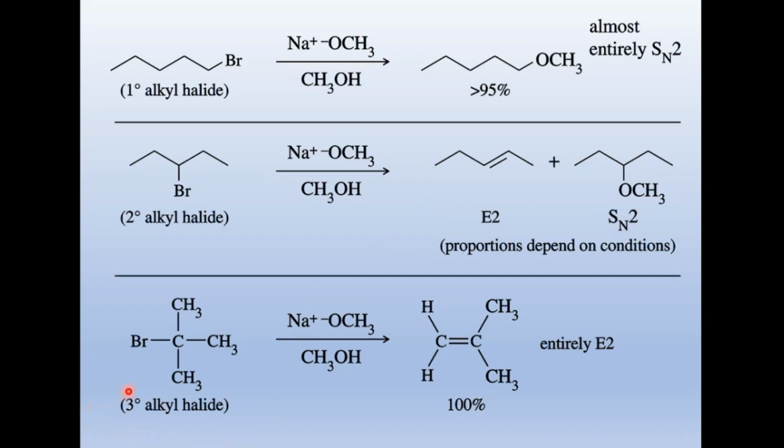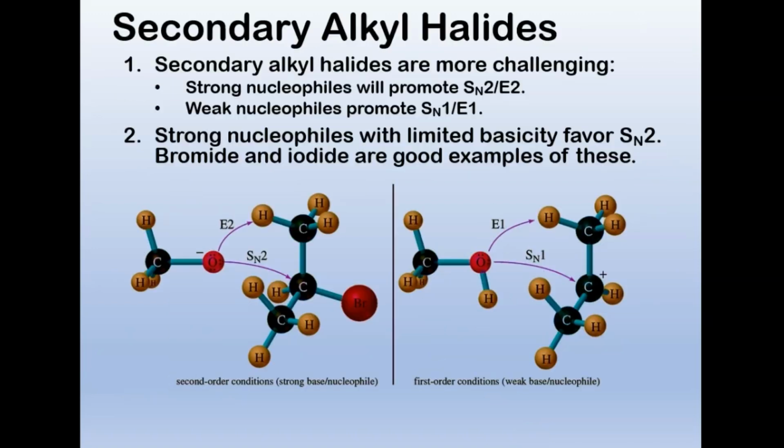So here's an absolute. Tertiary alkyl halides cannot undergo SN2 reaction. Remember our chapter 6. Here's a strong nucleophile. It's not going to do nucleophilic substitution. So what is it going to do? Notice all these hydrogens are equivalent. It's going to pull one of these off and form this isobutene here. Entirely E2 reaction.